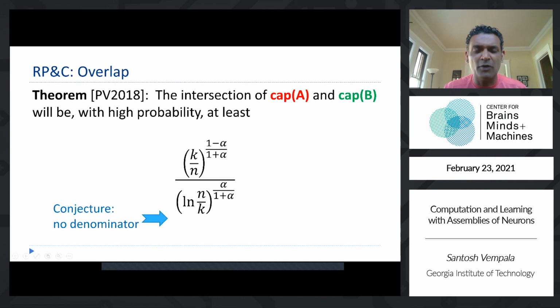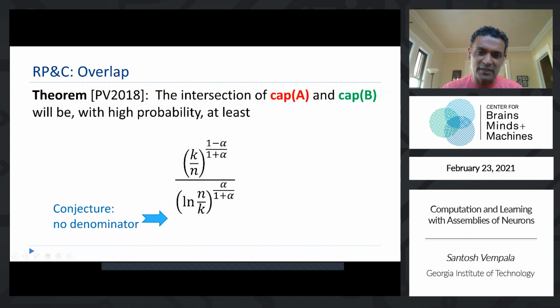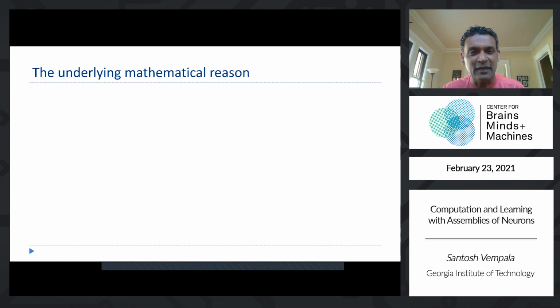In our proof, we have a denominator that's logarithmic, but still there. And as far as we can tell, it shouldn't be there. So that's a question that might be nice to resolve. Okay, but going back to this, these parameters match what has been observed in fruit flies, but also locusts, and lots of insects have a similar behavior and mechanism.